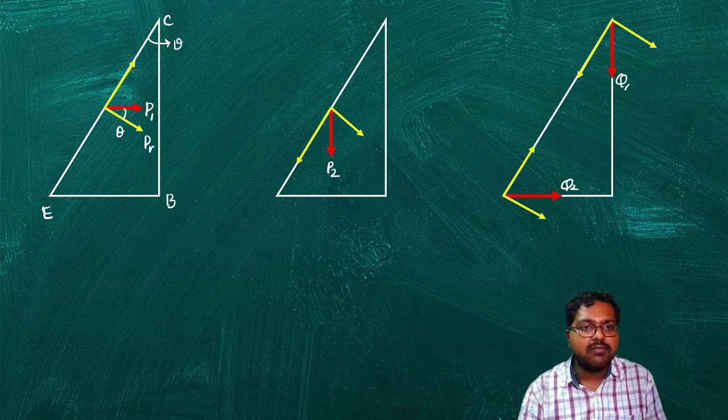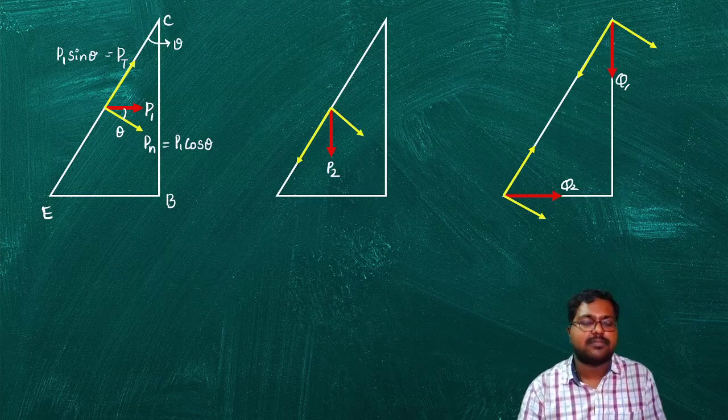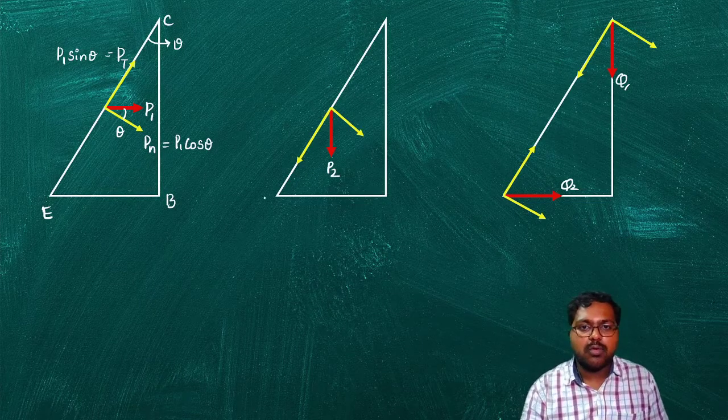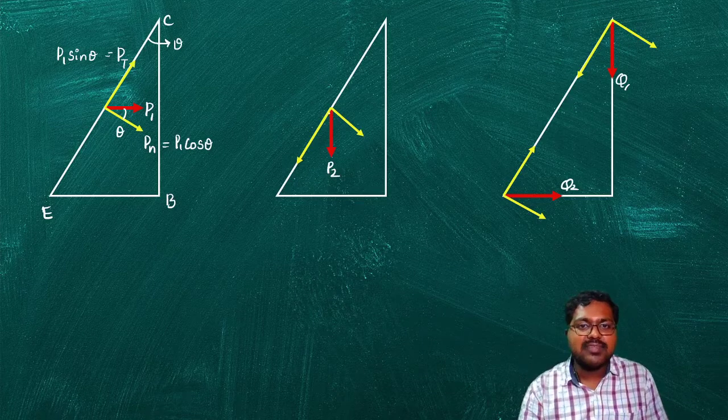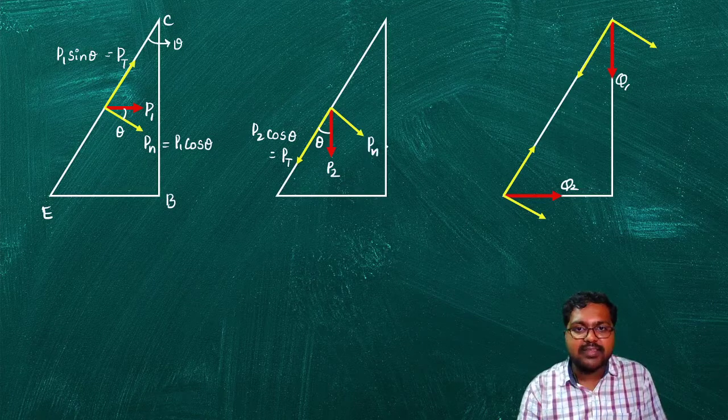Now Pn from this case we will get as P1 cos theta. In the same way I will get Pt as P1 sin theta. Now if we come here, P2 is acting in the downward direction, so here I got the value of theta. From this I will get the value of Pt as P2 cos theta and the value of Pn as P2 sin theta.